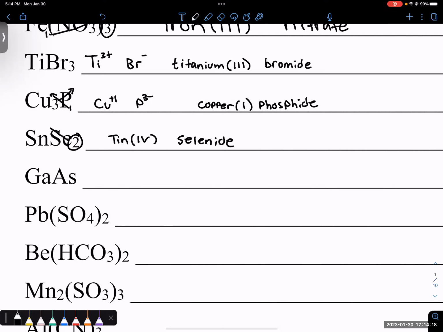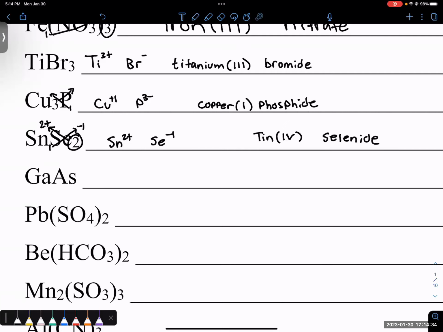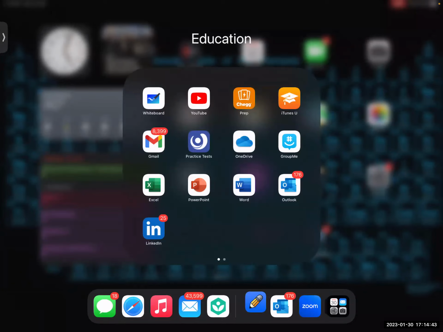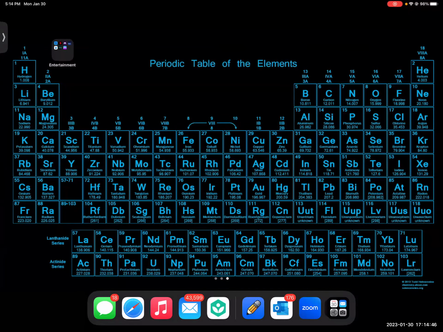So we know if you do this, you get a 2 plus there, and the 1 here goes to a -1. That gives us these two. So we get Sn 2+, selenium -1. But the thing we know about selenium is that it is right underneath sulfur on the periodic table. So that should be right. So looking at our periodic table, you have oxygen, sulfur, selenium, and if it's a main group element, then it has a fixed charge. So if it's in the same group as oxygen, that means it has a charge. It should have a charge of -2.